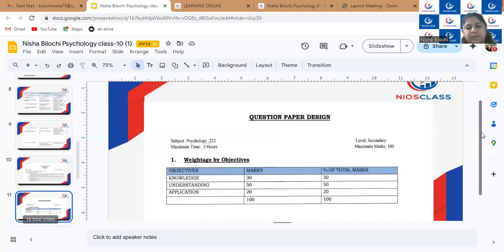All right, let's move on. If you talk about the question paper design, it is based on 3 different parts: knowledge, understanding, and application. Right, so the subject code you need to remember is 222.